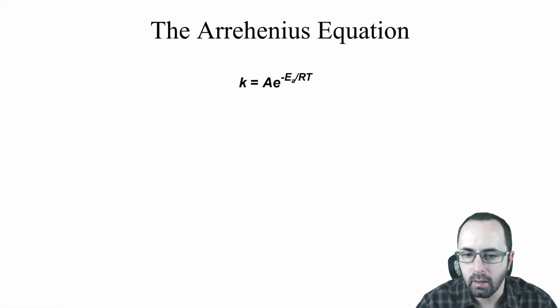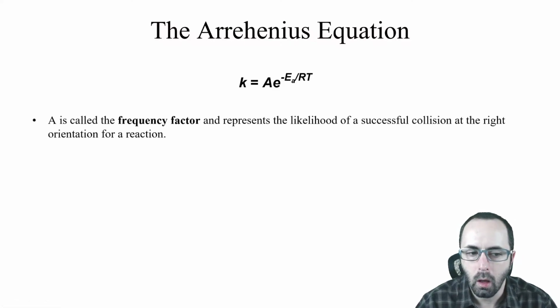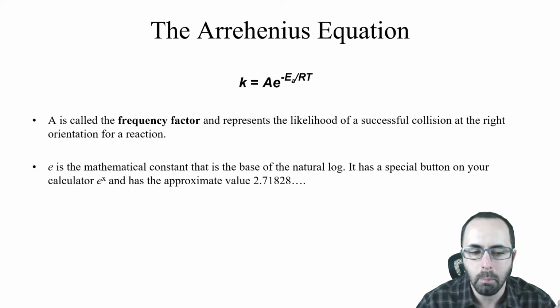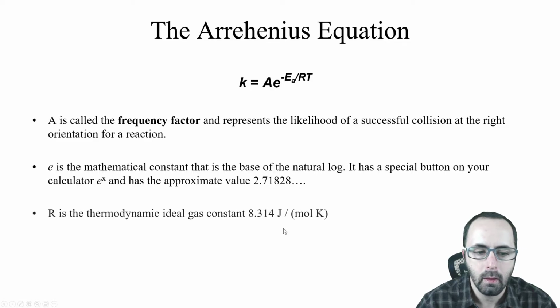So this is the Arrhenius equation. A again is called the frequency factor, so we just discussed this. It represents the likelihood of a successful collision at the right orientation. E is the base of the natural log. Its value is 2.71828, and it goes on and on. R is the thermodynamic ideal gas constant. So you may be familiar with the ideal gas constant.